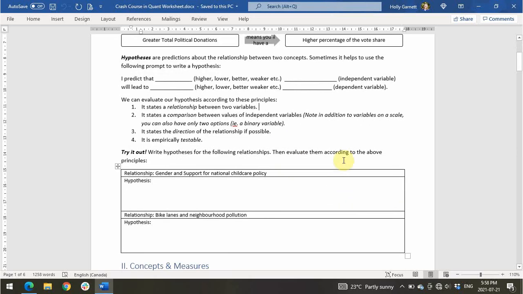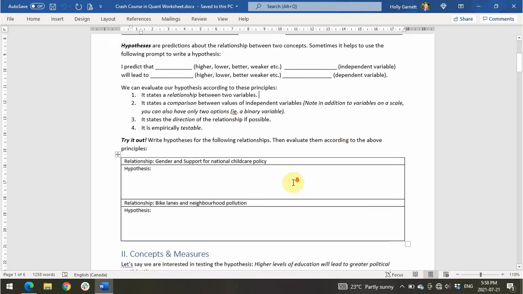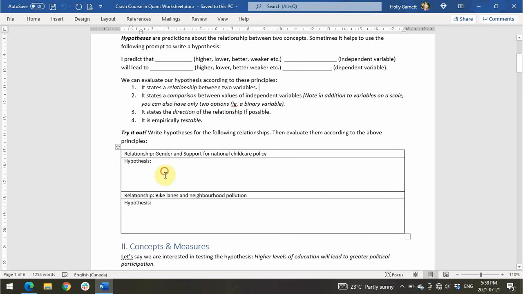Your first little try it out will be to write a hypothesis for each of the following relationships. It can go a variety of different ways, and then evaluate them according to the principles. There are two different prompts here that you can try out. Maybe pause the video, see how you do, and then we'll come back and evaluate them. Maybe I'll use this one here.